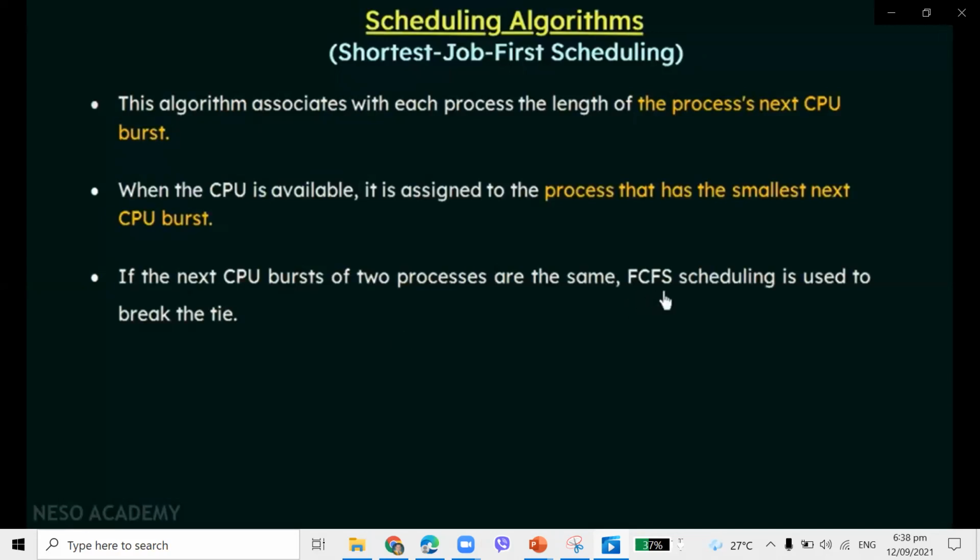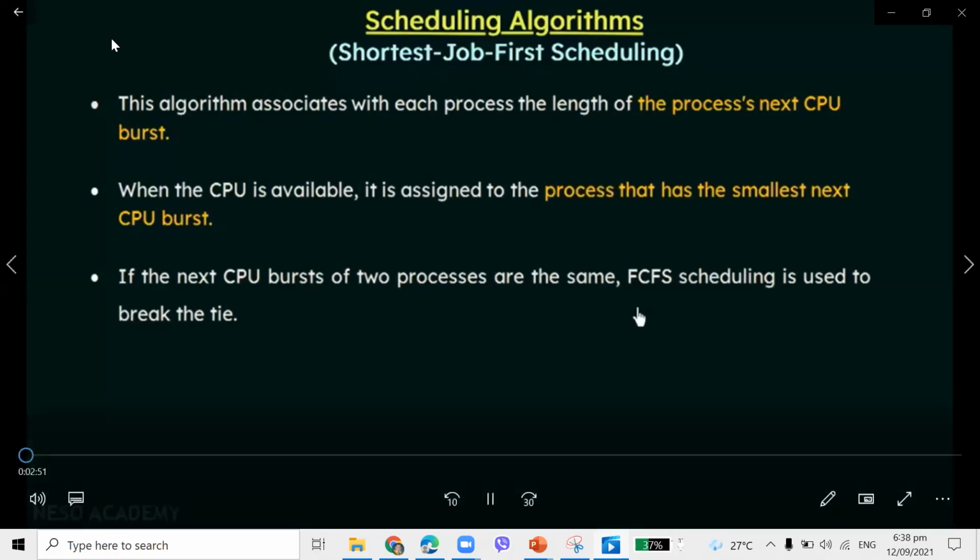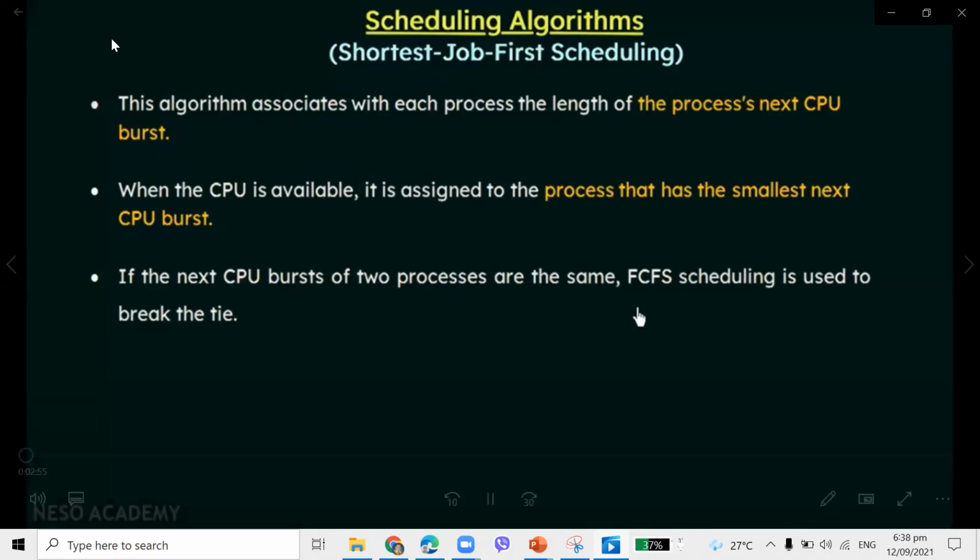That is first come first serve scheduling, which we discussed in the previous lecture, and it will be used to break the tie. That means the one that arrived first will be the first one to get the CPU, and then the next one will get it after that. That is how the tie is broken in case two processes having the same next CPU burst are there.